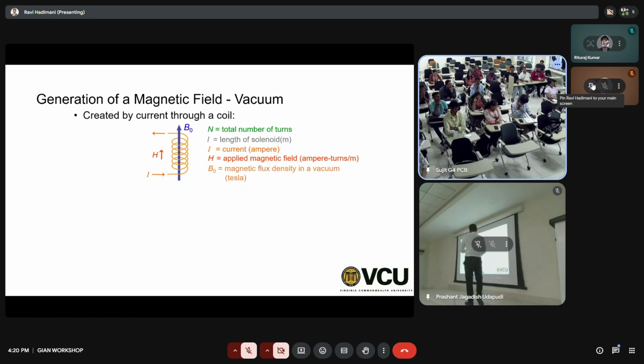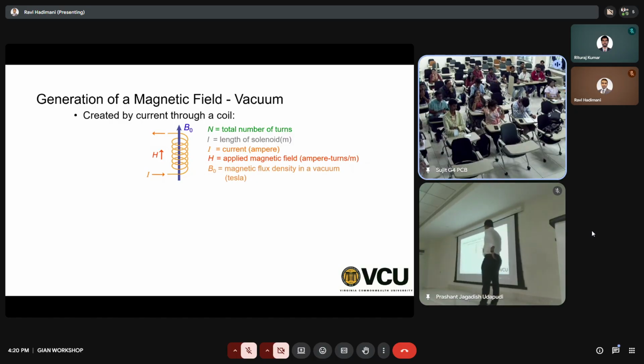Okay, so now let's look at how to generate magnetic field. We know charge in motion generates a magnetic field. So the important parameter is the charge in motion, which is current. Current determines the magnetic field. But if current just goes in one wire, it's not the most efficient way to generate magnetic field. So you increase the length of the wire by making it several rounds. So that's a solenoid.